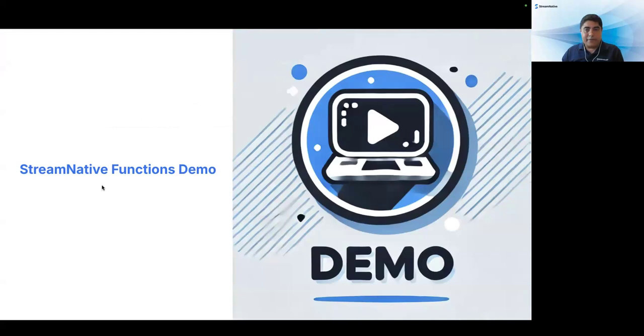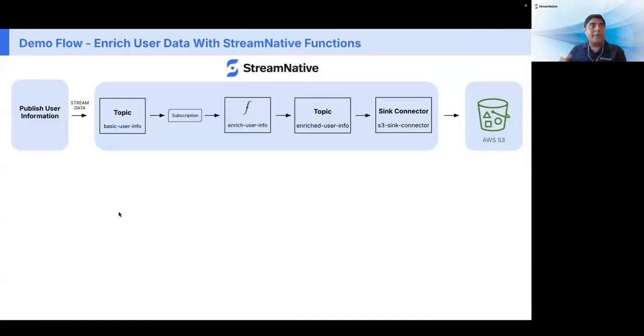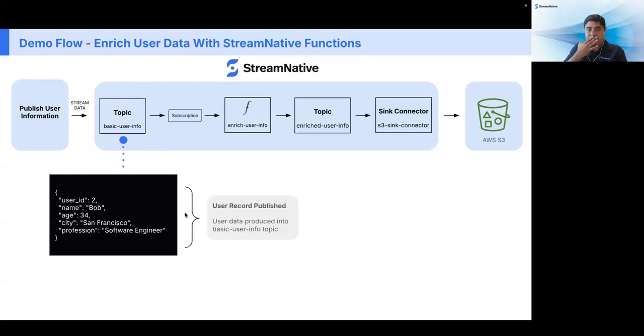Just for the benefit of folks who have never tried or never seen StreamNative functions, I thought I'll quickly show something. But before I go to the demo, I want to give you the demo scenario a little bit. So this is StreamNative Cloud. Imagine there is data which is streamed into the cloud, and for that I'm going to run a producer application. What I'm going to cover here is essentially the enrichment pattern, which I spoke about before.